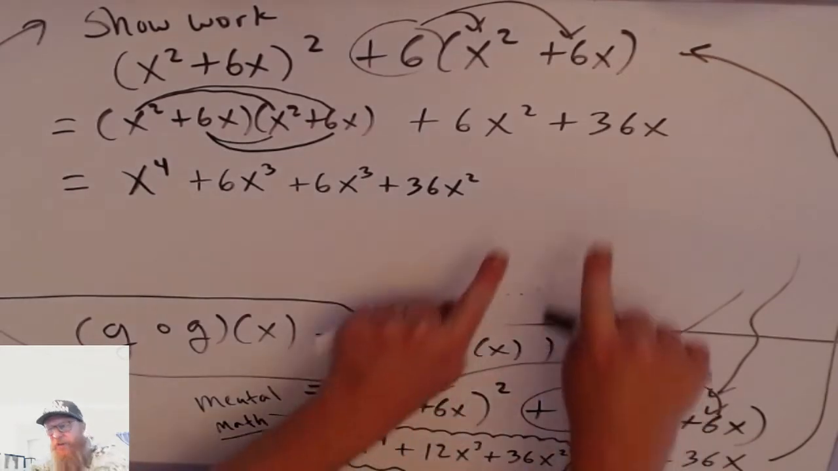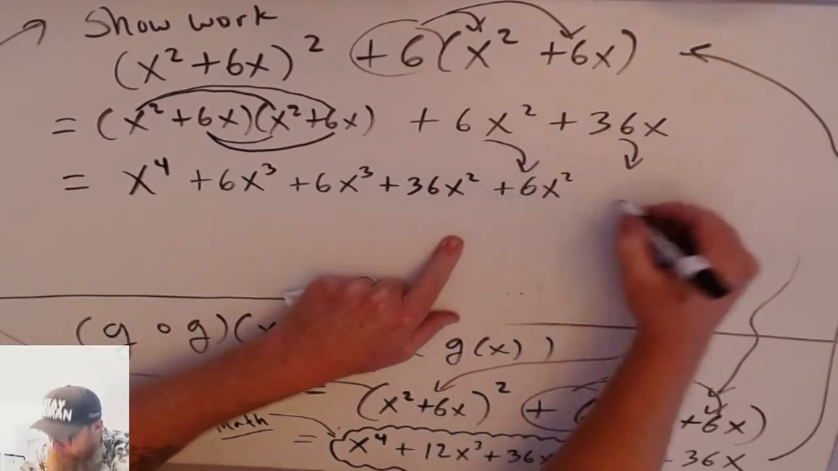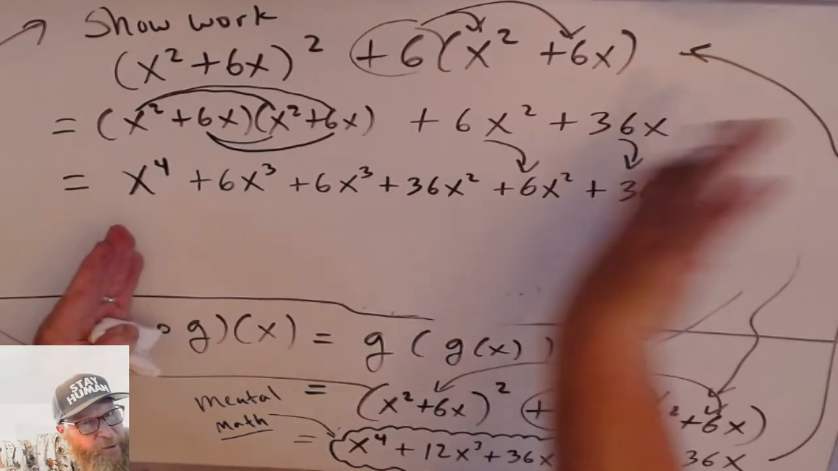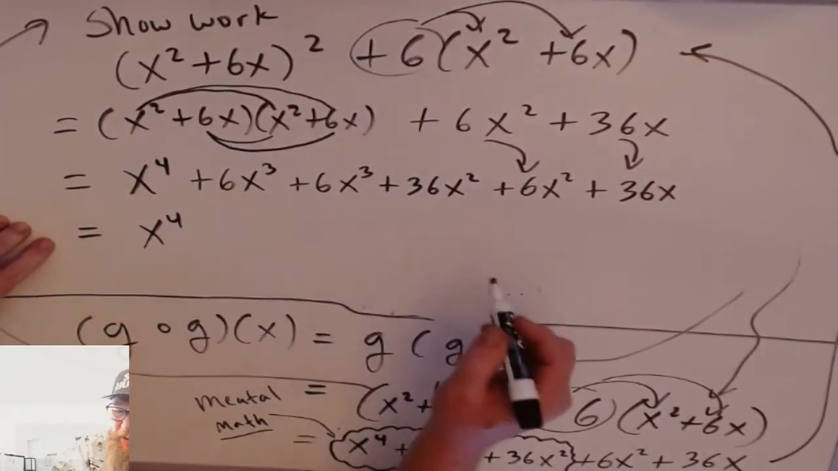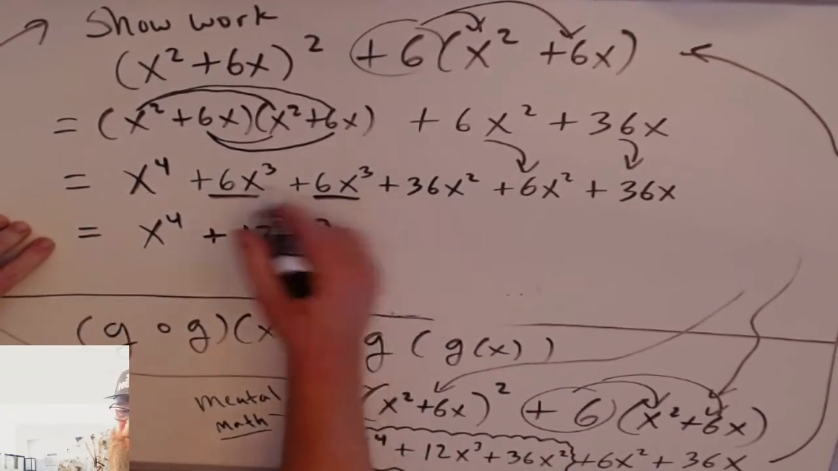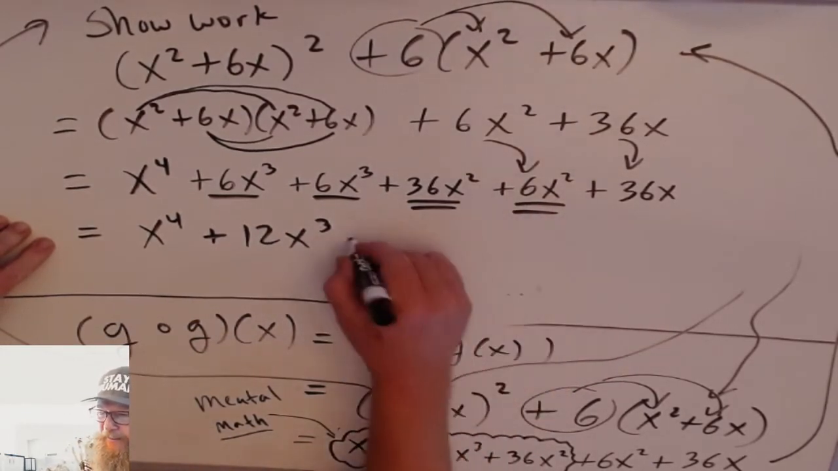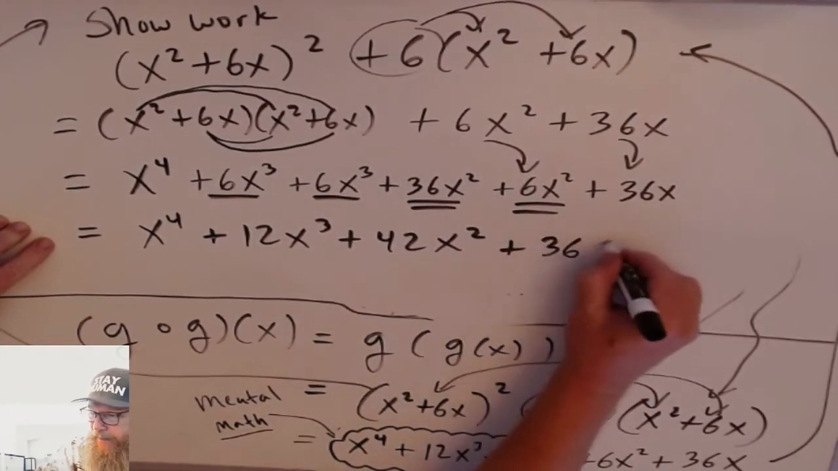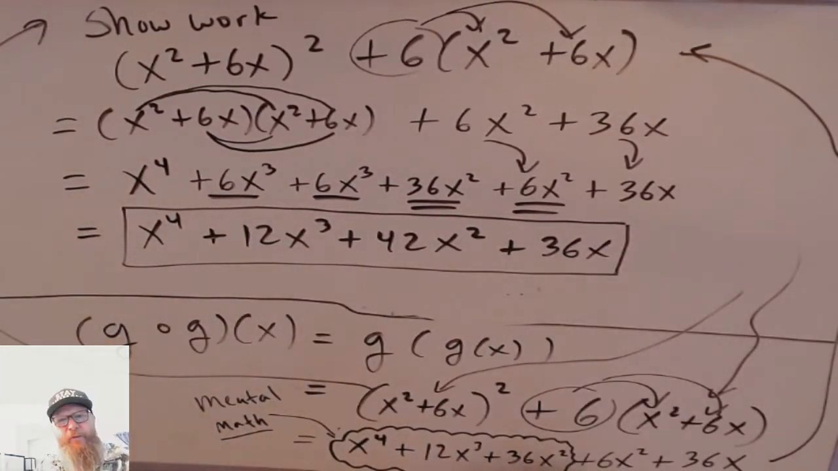These last two terms are the same, so just bring them down. You better bring them down or you'll forget about them. You know, sometimes you'll be so busy working over here that you completely forget what's going on over here. And then now combine like terms. That'll be 12x cubed. 36 and 6, that'll be 42x squared. And then this doesn't have any like terms or friends. So there's your final answer.